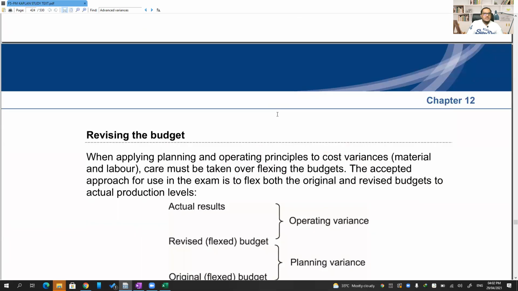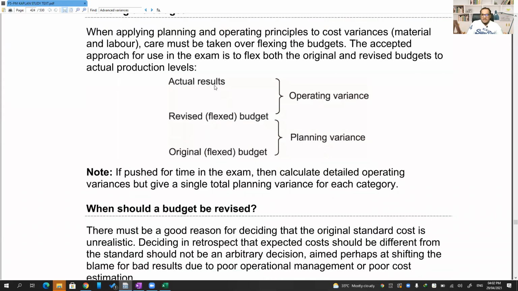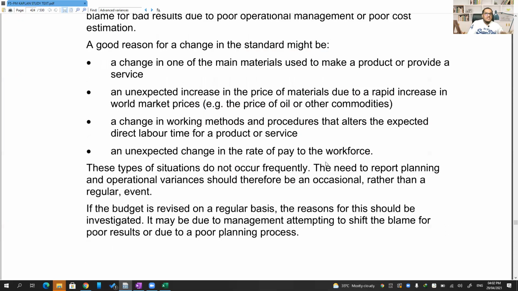Okay, so next after this, what do you have? Revising the budget. So actual versus revised is operational. Revised versus original budget is planning variance. Okay, when should the budget be revised, sir? When there are unpredicted changes in the market, unexpected changes in the environment, or else your production process has changed or your production cycles have changed. We already discussed all of this in the budgeting chapter itself.